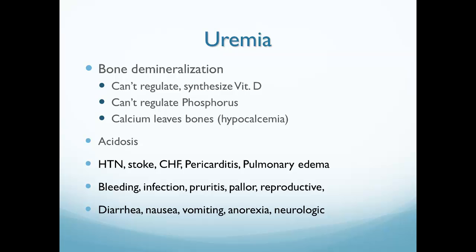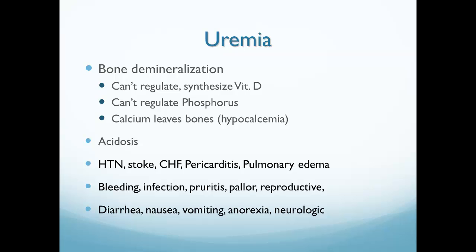In addition, we can also see some additional signs like bone demineralization. That can occur as a result of having renal failure. We can't regulate our phosphorus. Calcium starts leaving the bones. We end up with a high calcium level because the calcium is leaving the bones, but it is also being excreted, or it's not being absorbed because we're not synthesizing vitamin D.